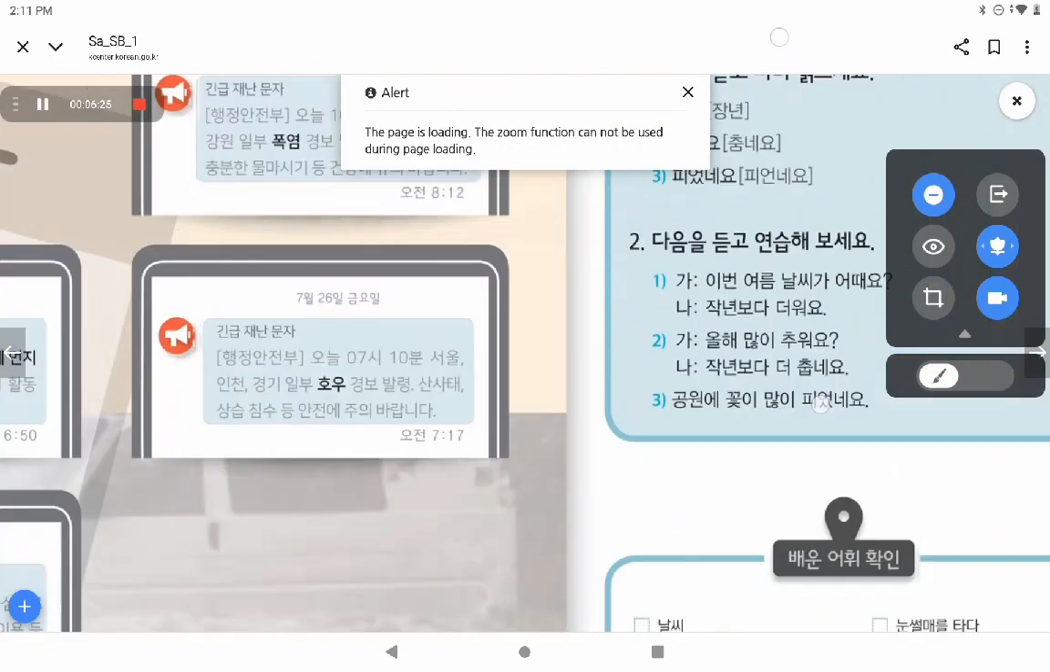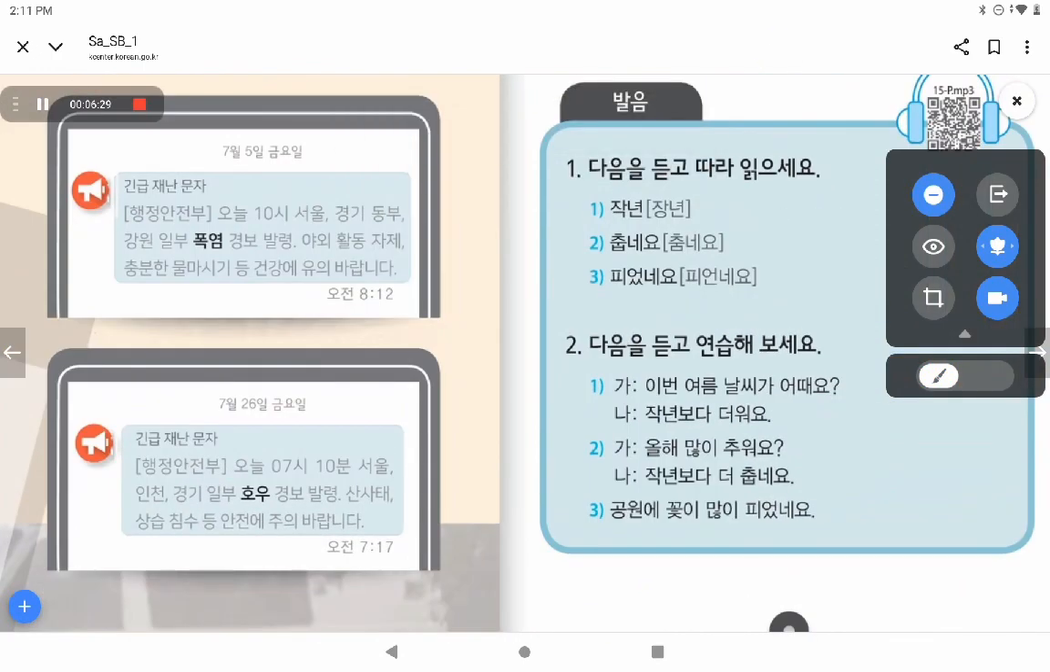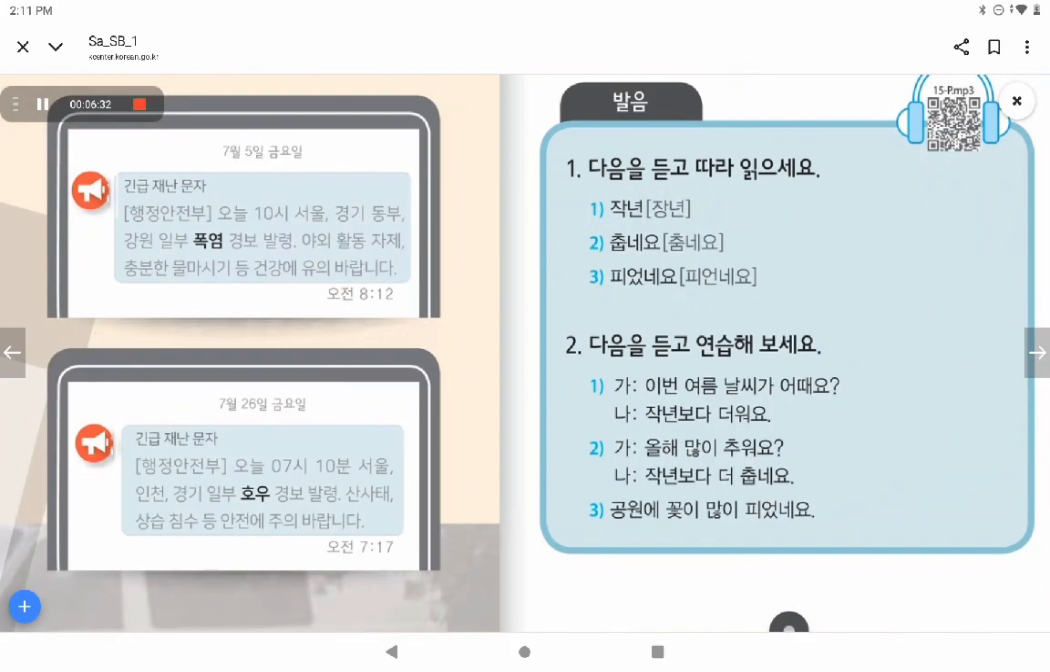Now I'm going to pronounce the vocabulary parts, so please listen carefully. 1. 작년 2. 춥네요 3. 피었네요 2. 다음을 듣고 연습해보세요. 1. 이번 여름 날씨가 어때요? 작년보다 더워요. 2. 올해 많이 추워요? 작년보다 더 춥네요. 3. 공원에 꽃이 많이 피었네요.